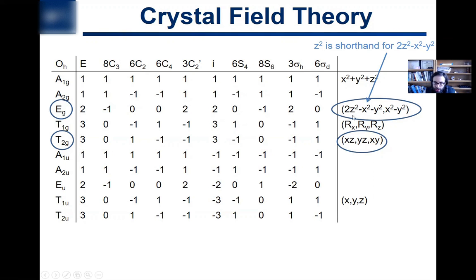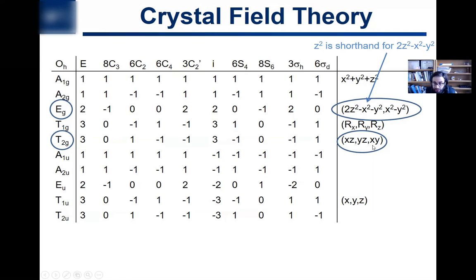So dz squared is going to have Eg symmetry in Oh, and it's going to transform together with the dx squared minus y squared orbital. So both dx squared minus y squared and dz squared are going to transform together in octahedral symmetry as Eg symmetry. The other three orbitals, dxz, dyz, and dxy, are triply degenerate.